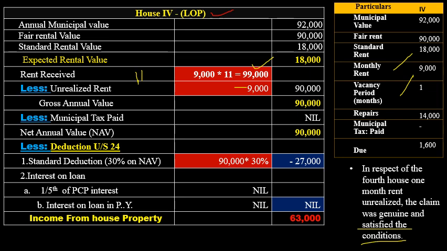The next is the gross annual value, same second clause of the gross annual value. Rent received itself is the gross annual value. Municipal tax is not paid, it's due, so you should not consider it. Next, net annual value is 90,000. Next, standard deduction at 30% is 27,000. So at the end you are going to get an income of rupees 63,000 in case of house 4.